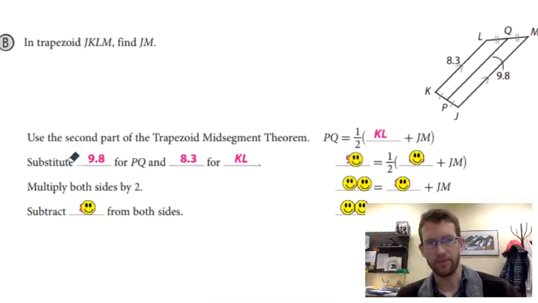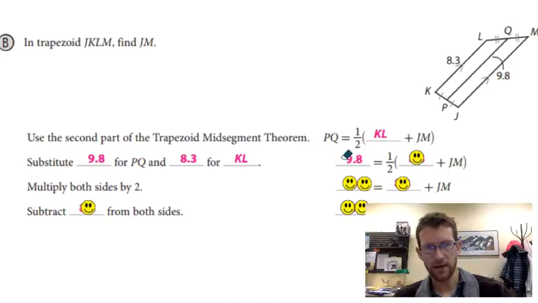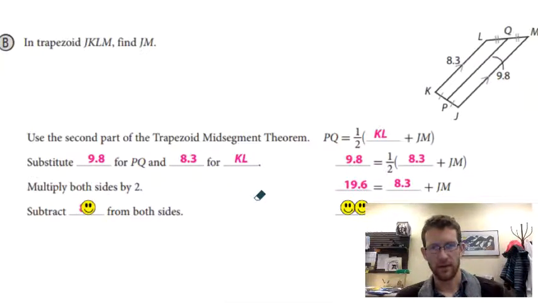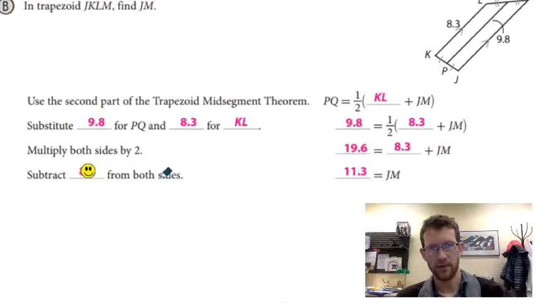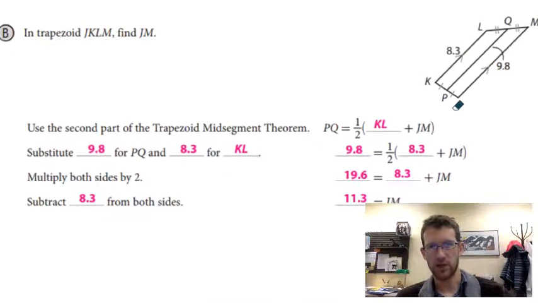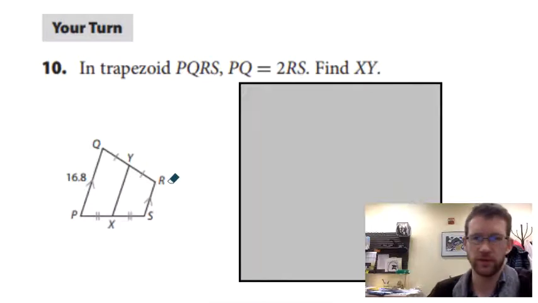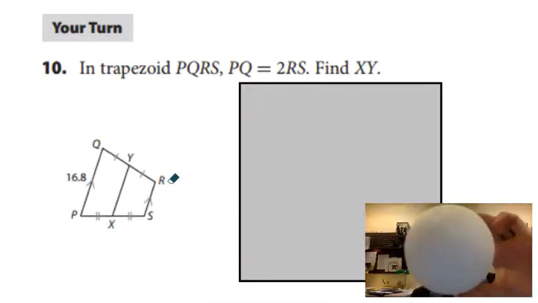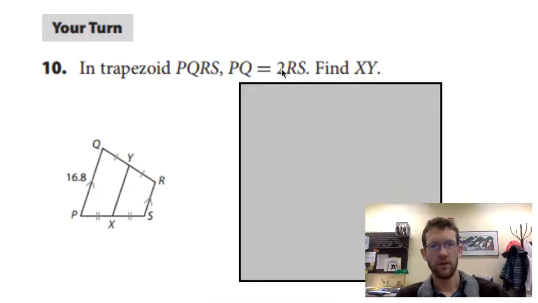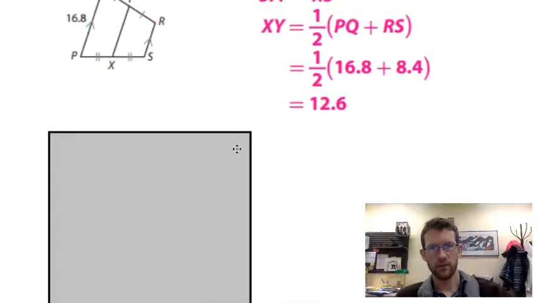So you just write out the formula, right? So you say 9.8 is equal to the average, so 1/2 of KL plus JM. We know the value of KL. That's 8.3, and then we just go from here on algebra, right? Multiply both sides by 2, subtract 8.3, and that gives us 11.3. So we know that JM is 11.3. Okay, see if you can do this one. Hopefully you got 12.6.